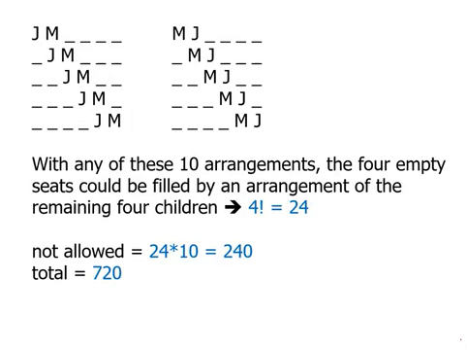Well, we know the total number is 720. So the ones that are allowed, now we can simply subtract. The allowed restriction should be the total number of orders, 720, minus the 240 that are not allowed. And that gives us 480. And indeed, that's the correct answer. That is the number of arrangements that obey this restriction, the number of arrangements in which Jackie and Marilyn are not seated next to each other.